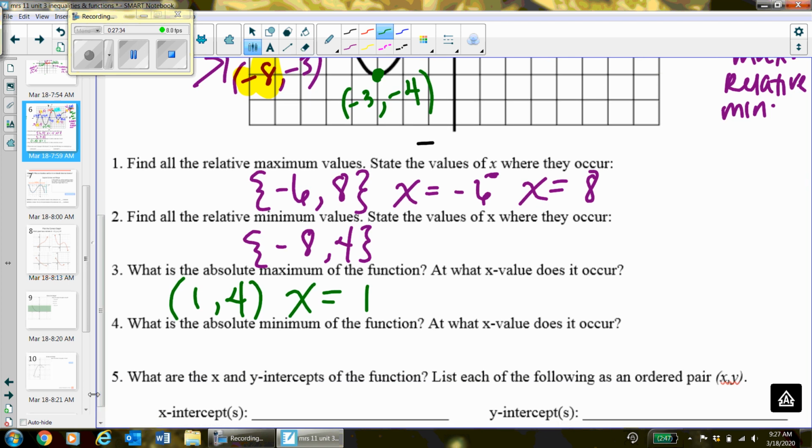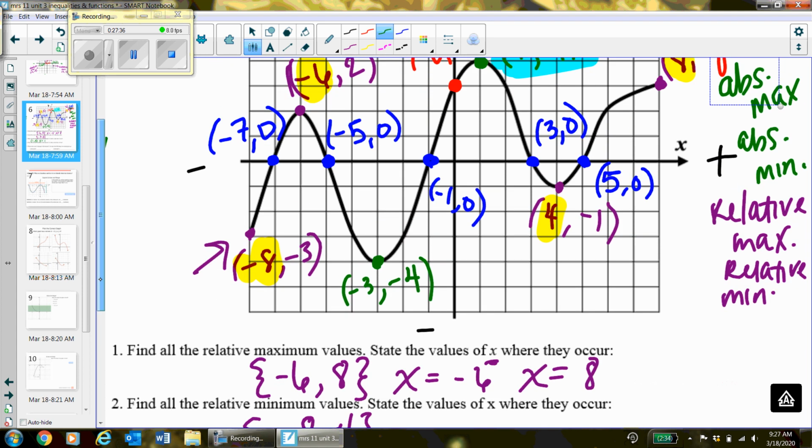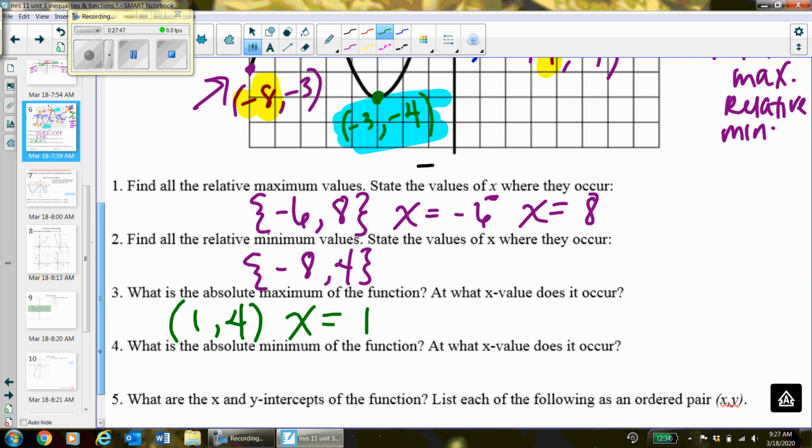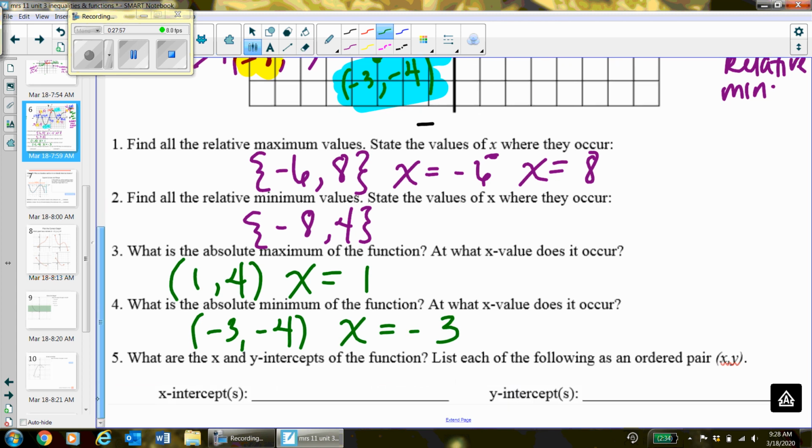All right, then moving on, absolute minimum. I'm going to highlight that. Absolute minimum is here. Then I'm going to go down and write -3, -4. And that is at x equals -3 to answer question 4.